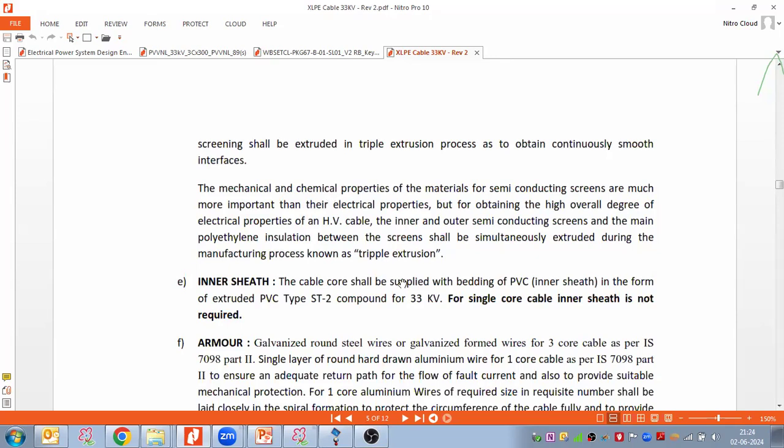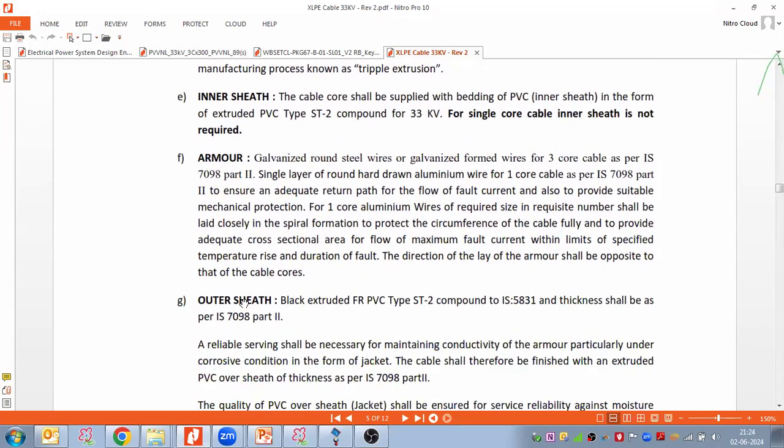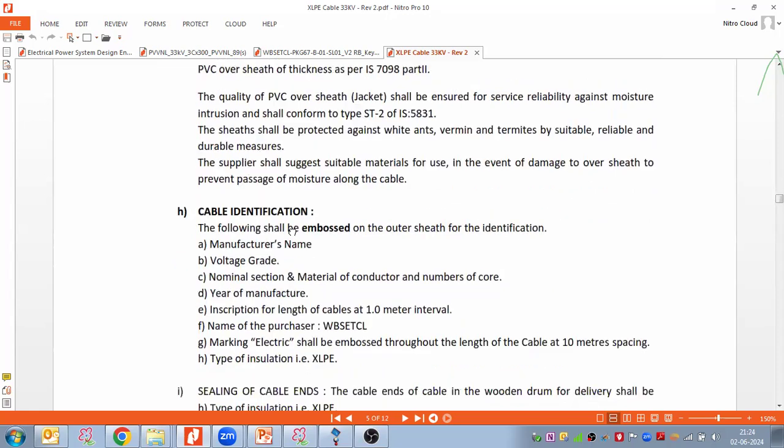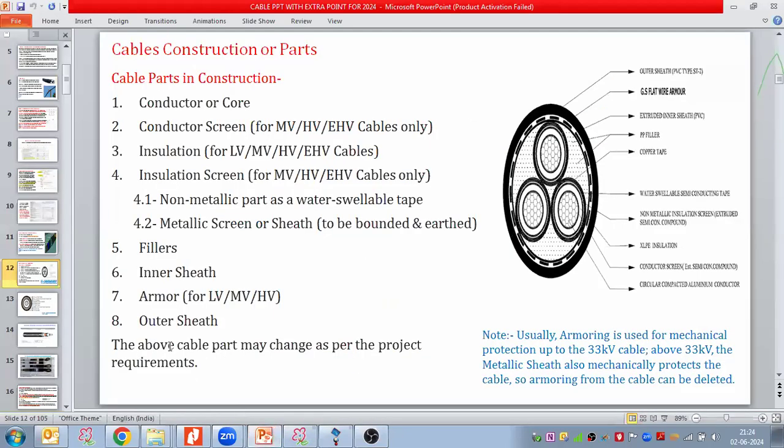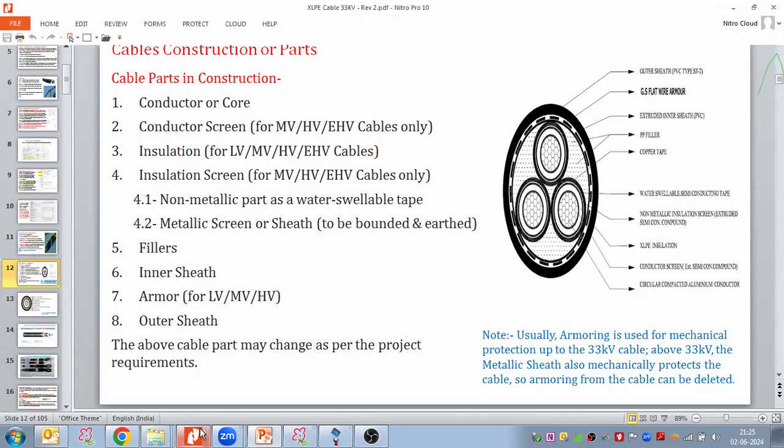Then the mechanical and chemical properties of this material, inner sheath, armoring, outer sheath, and then identification. As I mentioned, this is the overall part, but the above cable parts may change as per the project requirement and project technical specifications. Am I clear with the part and with the approach?